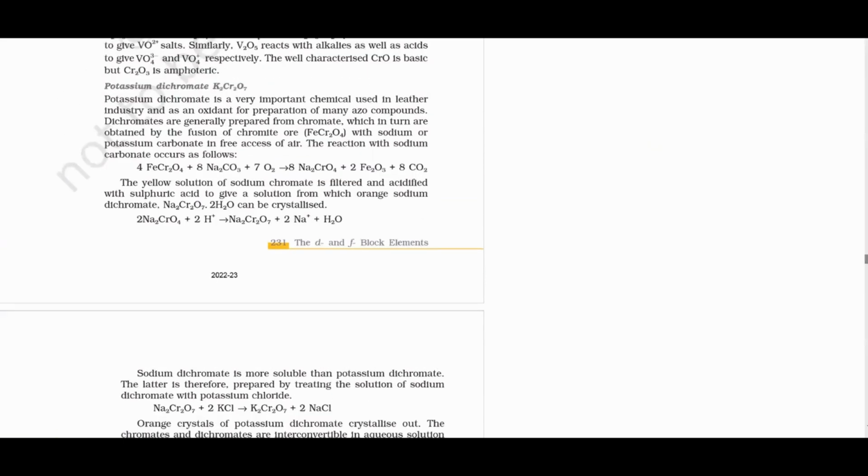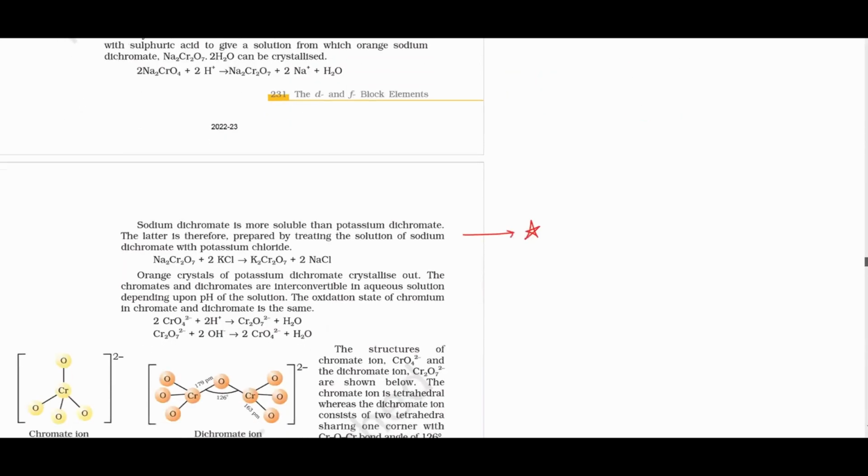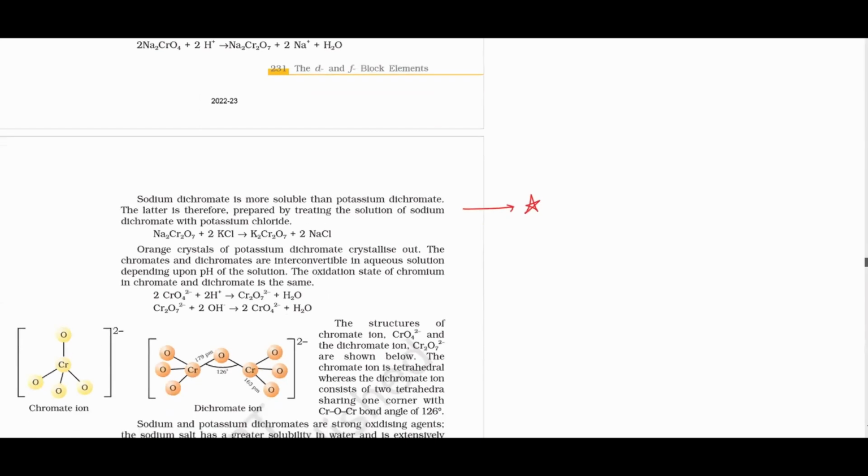For potassium dichromate, this is more of learning. The first thing that you need to understand is preparation. Preparation of dichromate from chromite ore. This is equally important when it comes to KMnO4, preparation of KMnO4. And then the difference of solubilities. This point is important. Why don't we directly convert it to potassium dichromate? Why do we need to convert it first to sodium dichromate and then to potassium dichromate? Because of the solubility reasons.